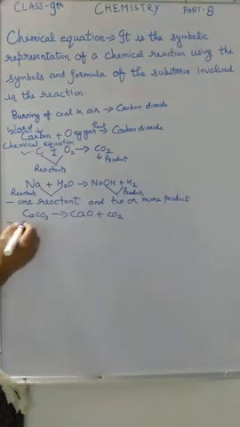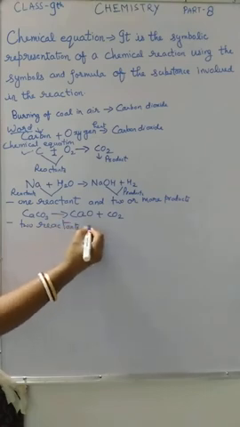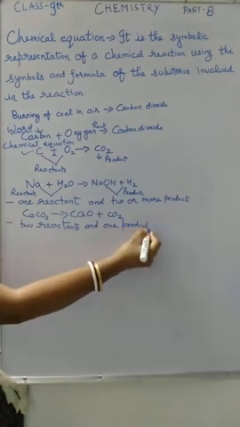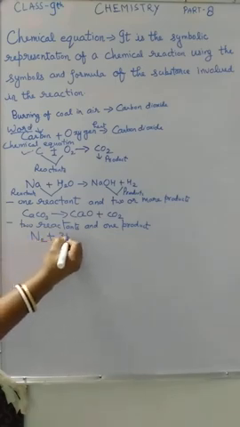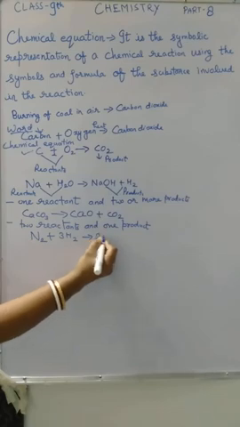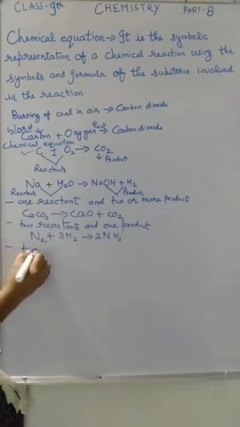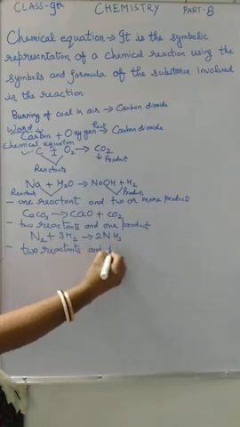Now the second one: two reactants and one product. Example: N2 plus 3H2 gives 2NH3. In this you can see two reactants and only one product. So a chemical equation can be like this also. Now the third one: two reactants and two products.